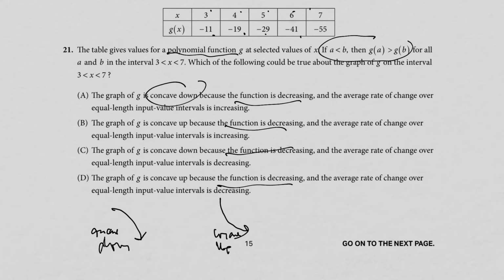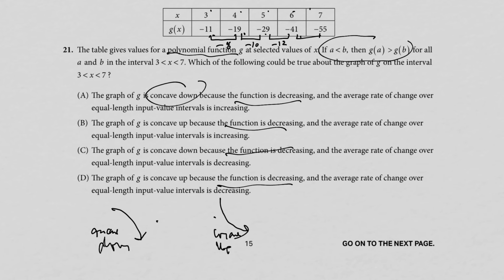So the function is decreasing, and the average rate of change over equal length input values is decreasing, increasing. What is the difference between C and D? Oh, concave up versus concave down. So we don't know which one it is yet. It could be either of these situations. Let's see what happens. It goes down by 8, and this one's going down by 10. This one's going down by 12.